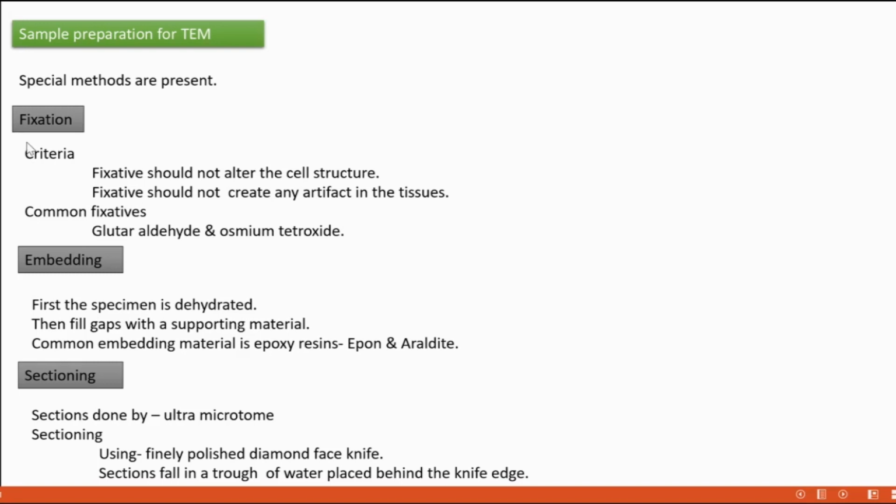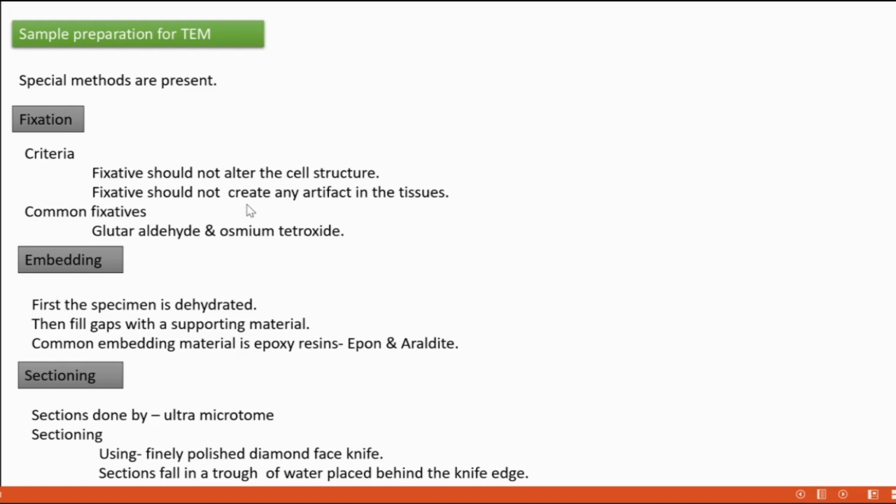In fixation, we need to give more importance to some criteria. Which are those criteria? First, we should not alter the cell structure while fixing that specimen. We should not alter the cell structure. And the second criterion is we should not create any artifact in the tissues.